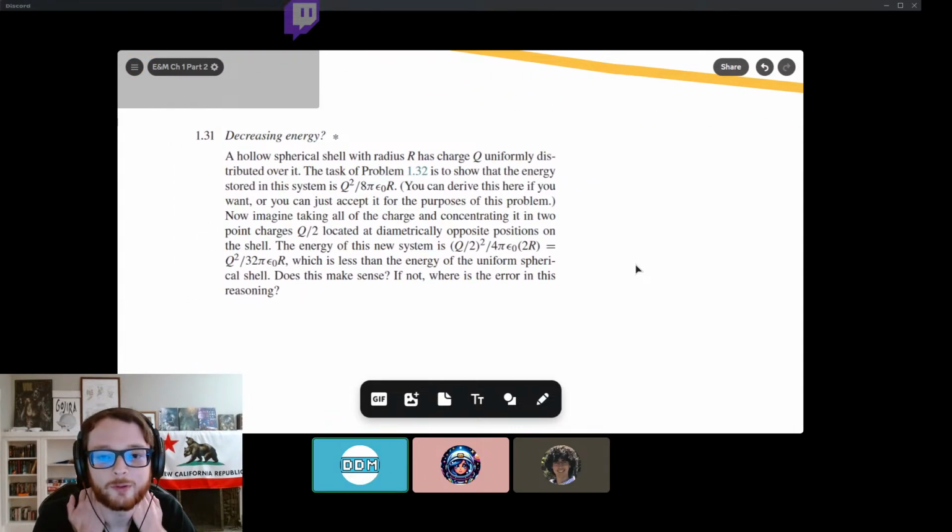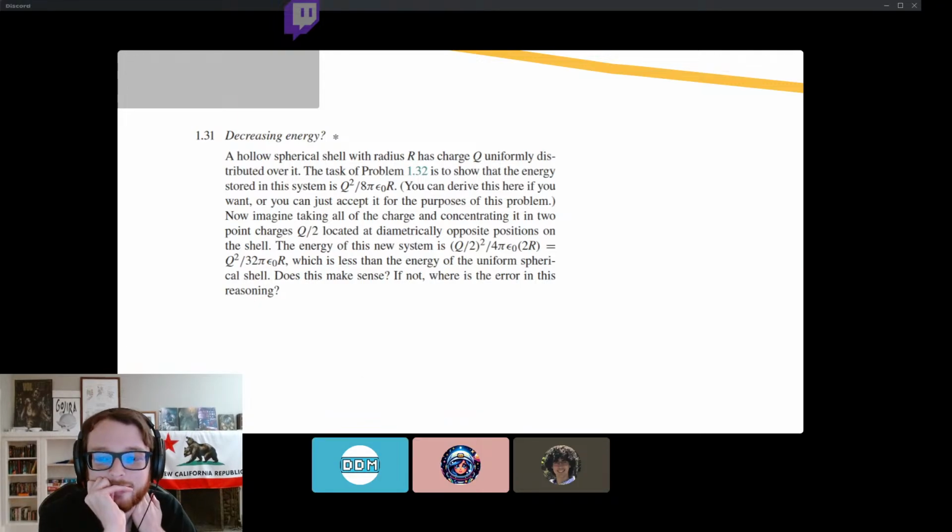Okay. Decreasing energy. It's a 1-star problem. Hopefully we have better luck with this one. Hollow spherical shell with radius r is charge q uniformly distributed over it. The task of problem 1.32 is to show the energy stored in the system is q squared over 8 pi. Okay, we can just accept that. All charge concentrated into 2-point charge is q over 2. Okay, diametrically opposite positions on the shell.